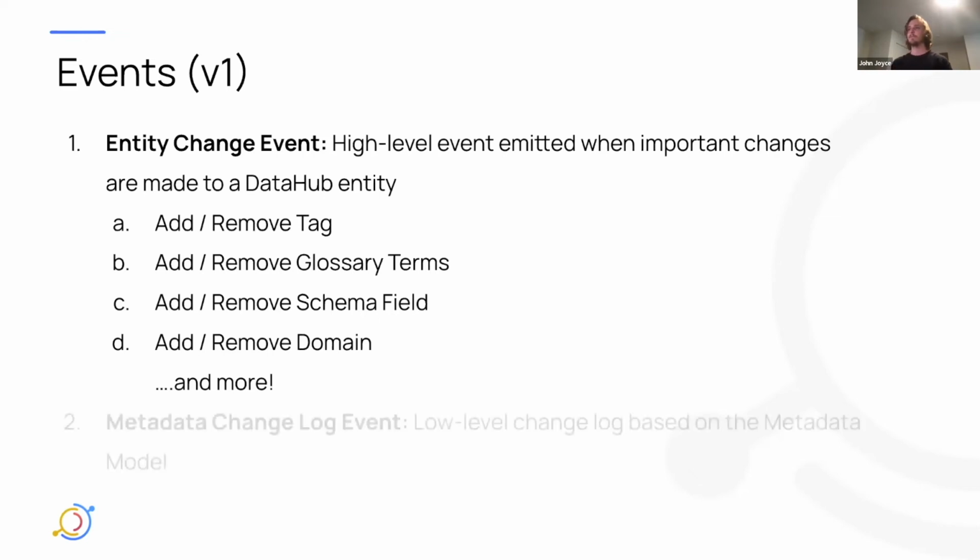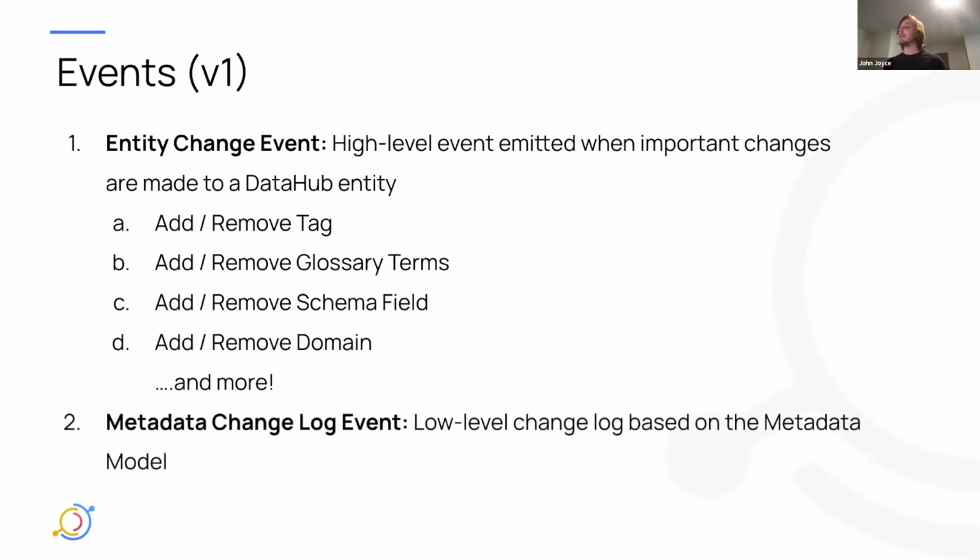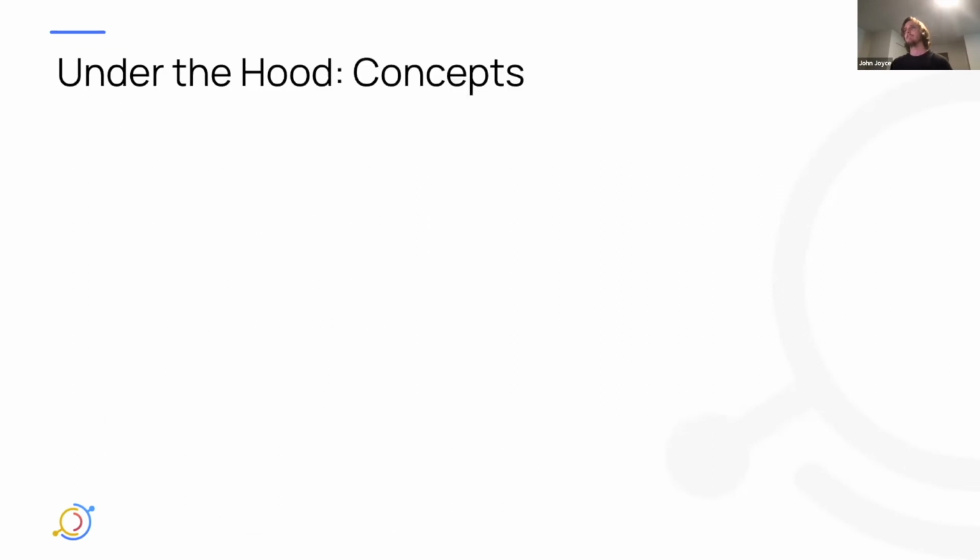but these are probably the most critical. And then number two is the metadata change log event. This is a lower level event, which really mirrors the structure of the metadata change proposal that we use during ingestion, which represents changes to the metadata graph. It's a little bit less easy to consume because you have to understand the details of the internal model. There will be more details in the framework docs that'll describe exactly what these events will look like, what the structure will be, and what you can expect in your action code.